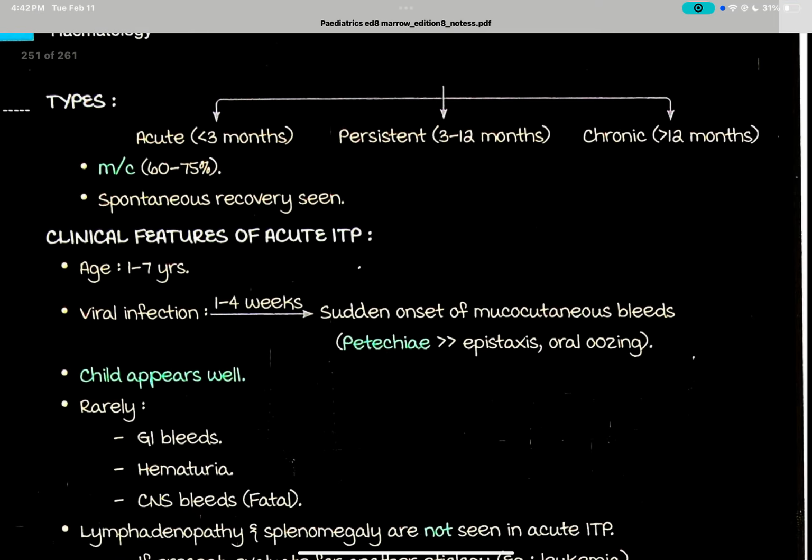Types: less than 3 months is called acute, persistent is 3 to 12 months, and chronic is more than 12 months. Most common is acute, 60 to 75%, and spontaneous recovery is seen.